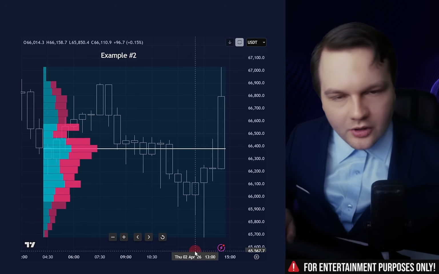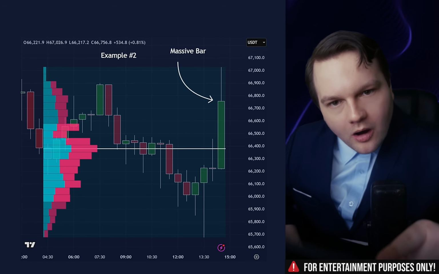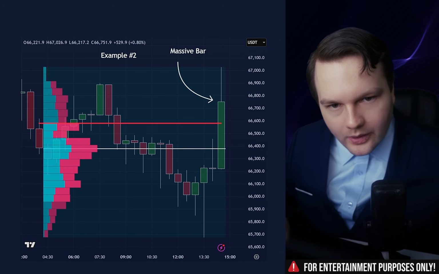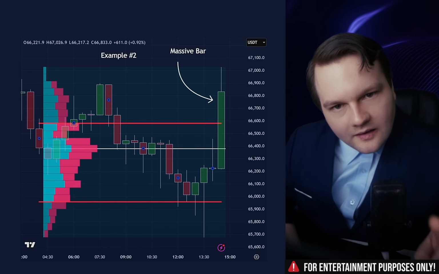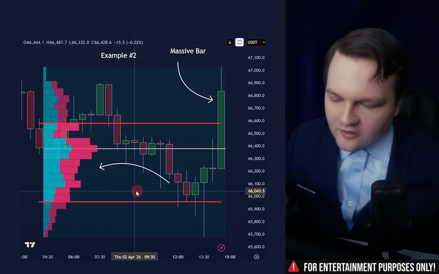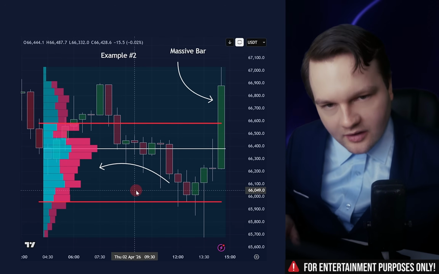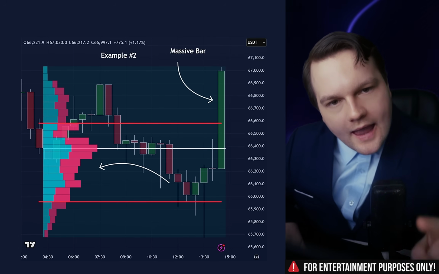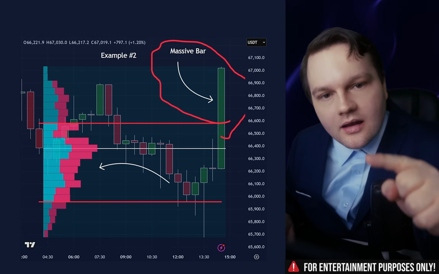Look at example number 2. This is a massive bar that's above the value area. But volume profile is still emphasizing the value area, which makes sense. This is where activity built up over time. But where is the actual activity happening right now?